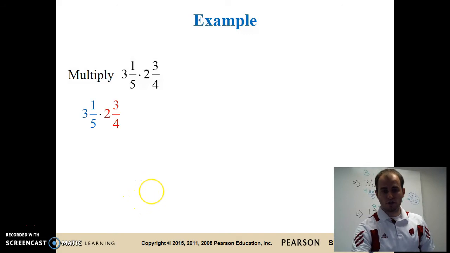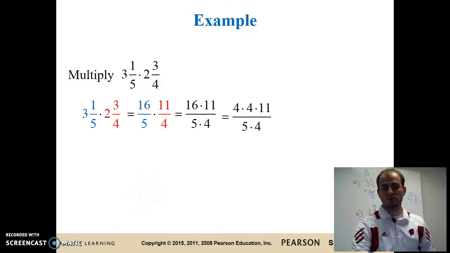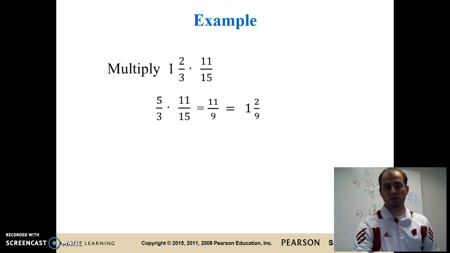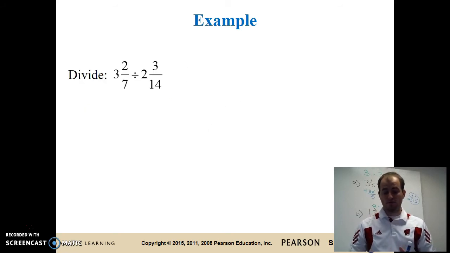So why don't you go ahead and try. Here's their explanation. If you want to look through that, you can. But it's the same thing we just did. So why don't you try to do letter C, 2 1/4 times 3 2/3.